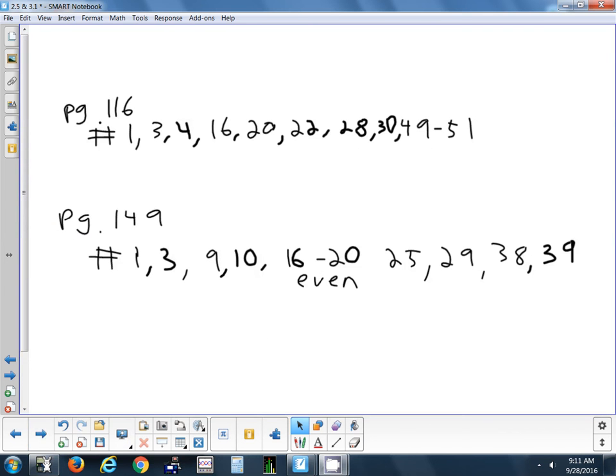All right, so the homework, it's mostly just individual problems. It's not one big set because we usually do a lot of little things, so I just try to do 1 or 2 problems of each thing we do. Okay, so on page 116, it's 1, 3, 4, 16, 20, 22, 28 through 30, and then 49 to 51, I think, is one problem. You have to do each part to do the next. Okay, and then on 149, 1, 3, 9, 10, 16 to 20, just the evens. Don't do all, just evens. And then 25, 29, 38, and 39.